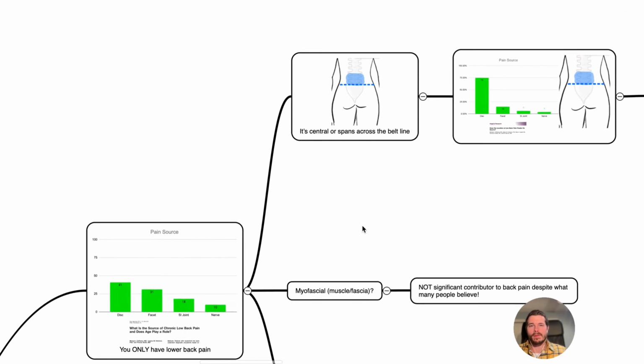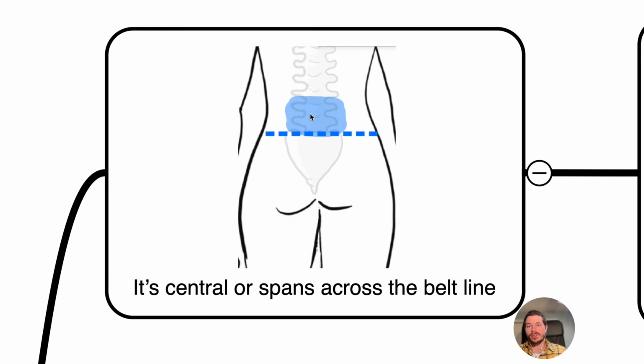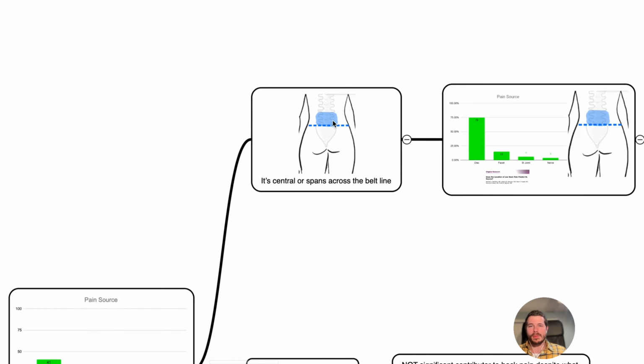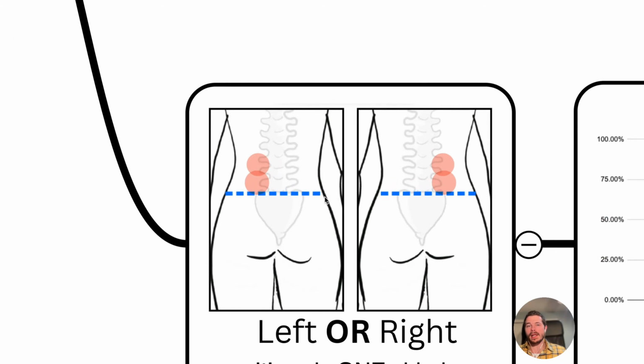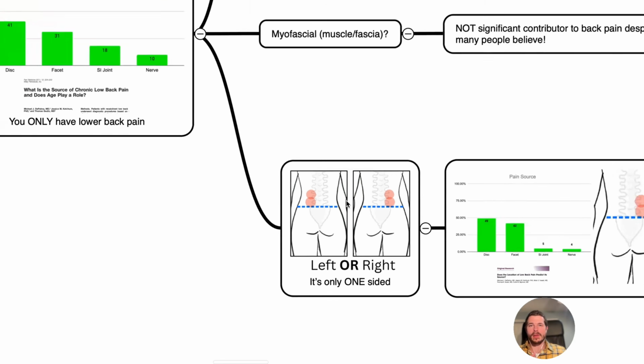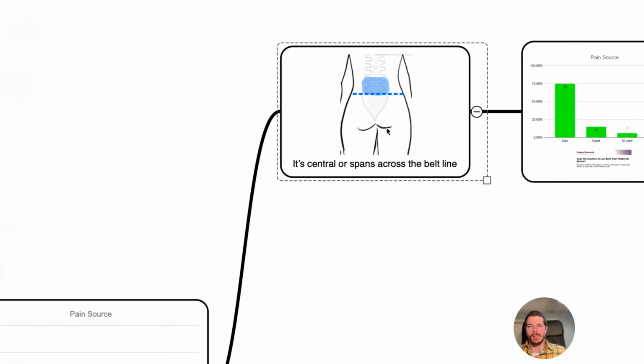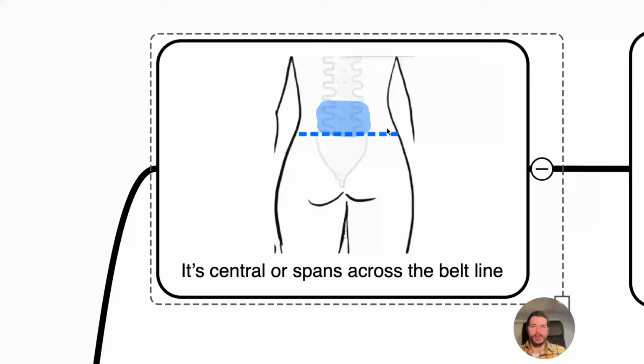And if you only have lower back pain, it's possible it's just central, smack dab in the middle, or it kind of spans right to left across the belt line, or maybe it's just one-sided, in this flank area, or just off the side of the right or left of the spine. Either way, let's start from the top. So let's just say that your back pain is central and/or spans across the level of the belt line.